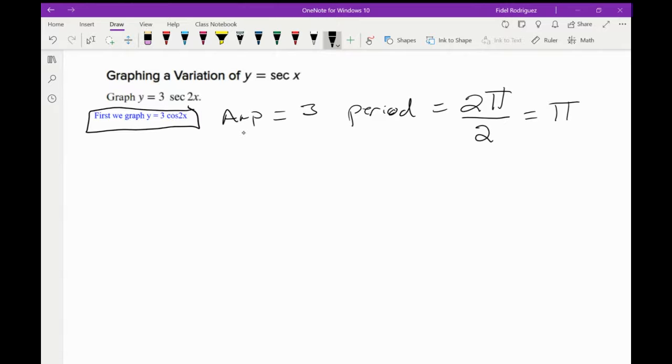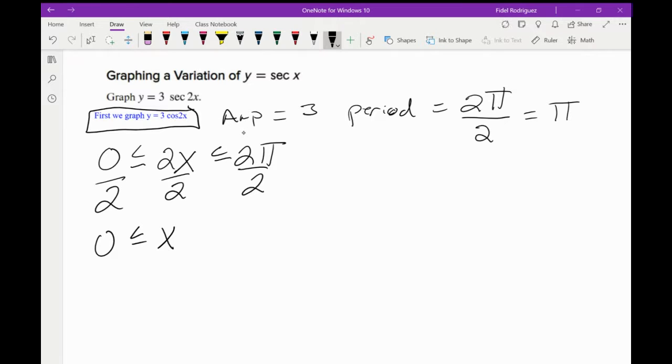So 2 pi divided by 2 is just pi. Now we're going to go ahead and solve this inequality. 0 is less than or equal to 2x, which is less than or equal to 2 pi. So we can divide everything by 2. So 0 is less than or equal to x, which is less than or equal to pi. Remember, we have found our first point, and we found our fifth point. And now what we're going to do is set 2x equal to pi over 2.